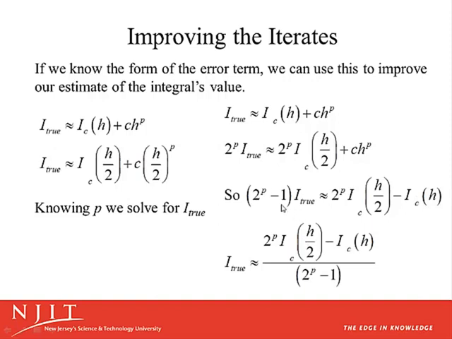So we just divide by 2 to the p minus 1, and what we get is an updated approximation for the integral equal to 2 to the p times our finer computed value minus 1 times our coarser computed value, divided by 2 to the p minus 1. Notice that makes sense in that we've taken 2 to the p minus 1 computed values divided by 2 to the p minus 1, so we get a weighted average of our previously computed values, and we're taking more of the finer value than the coarser value, which also makes sense.